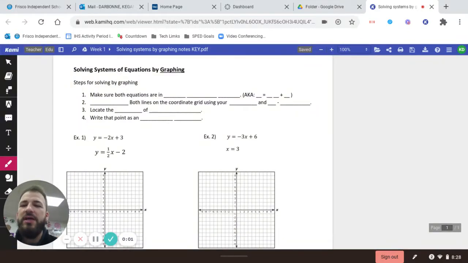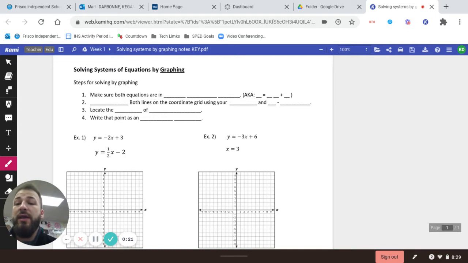Hey y'all, today we're going to be talking about solving systems of linear equations by graphing. So a system of linear equations is when we have more than one linear equation, so two, and we need to find where they intersect, because if we have the right lines, then they're going to cross each other at least once.